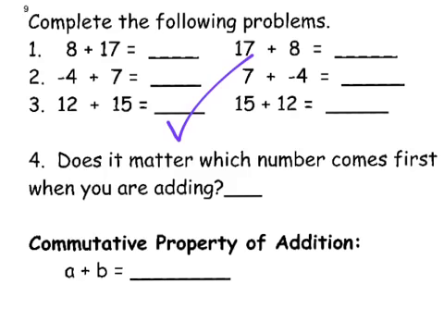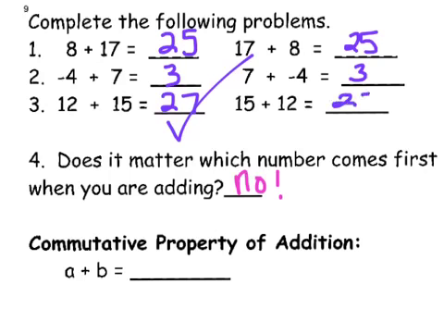Okay, so once you did the problems above, what you're going to realize is the question says, does it matter which number comes first when you're adding? So the answer is no. It does not matter. It doesn't matter here that it's 8 plus 17, and over here it's 17 plus 8. But when we did both of the problems, we got 25. We got the same answers with negative 4 plus 7, we got 3. 7 plus negative 4, 3. 12 plus 15, 27. And 15 plus 12, 27.